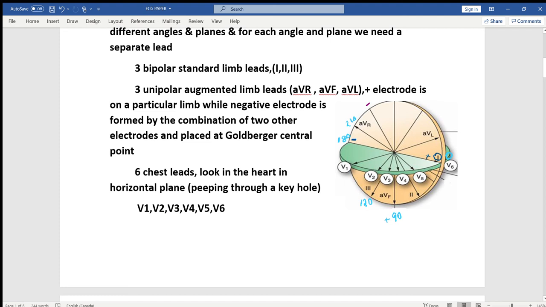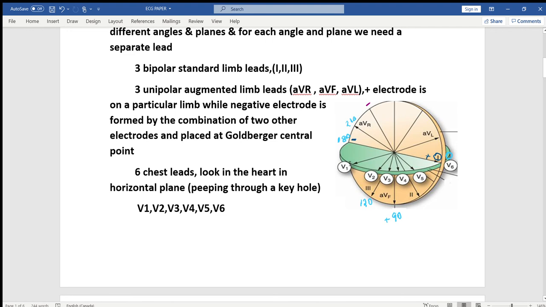These chest leads are looking at the heart in the horizontal plane. This is your green wheel. Suppose you take another wheel, that is your green wheel. If you insert this green wheel horizontally into your chest, this is your chest wall, then these leads are working in the horizontal plane. These leads are written as V1, V2, V3, V4, V5, V6. They are also behaving like the human eye, and they are looking at the heart from here.